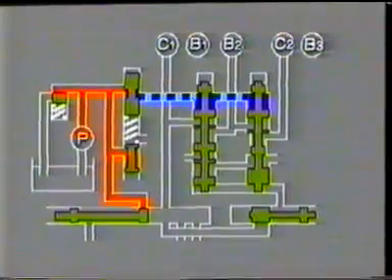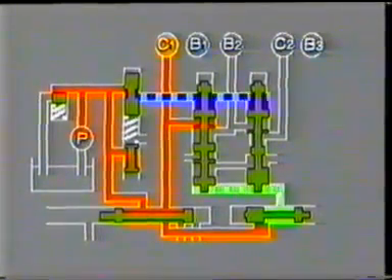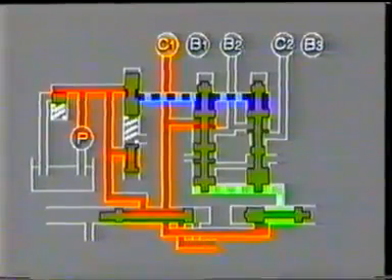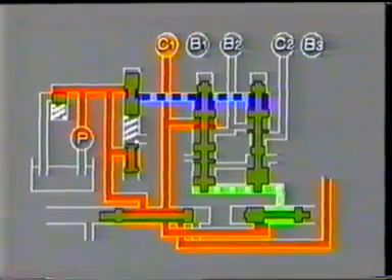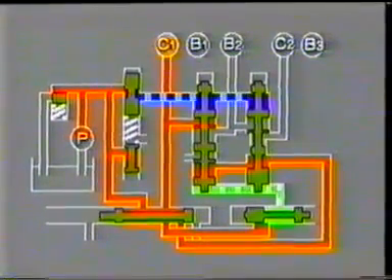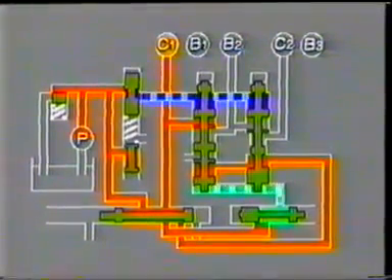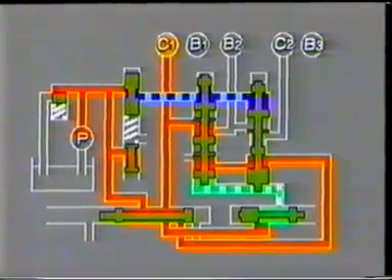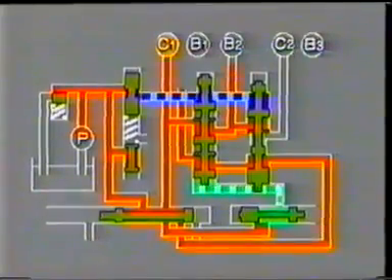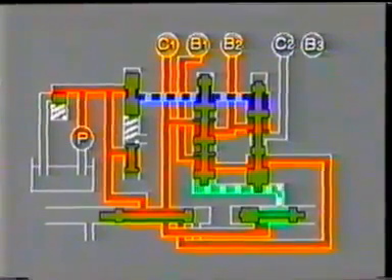When the driver sets the selector lever to 2, the manual valve opens up the line pressure passage to the 2-3 shift valve and 1-2 shift valve. When the governor pressure increases, the 1-2 shift valve is pushed up, opening passages to brake B1 and B2, and the transmission upshifts into second gear.